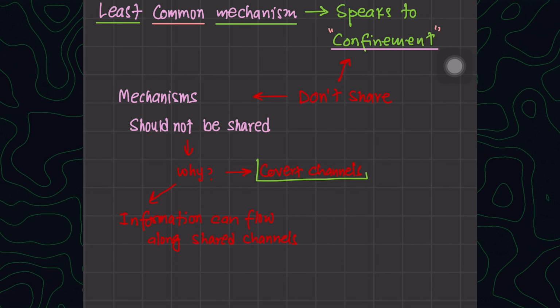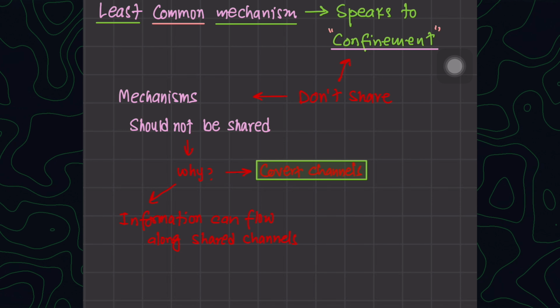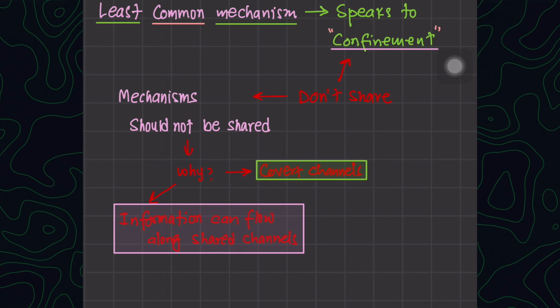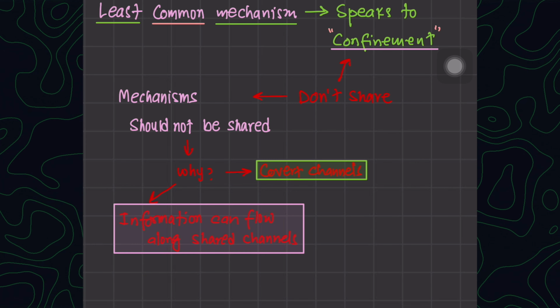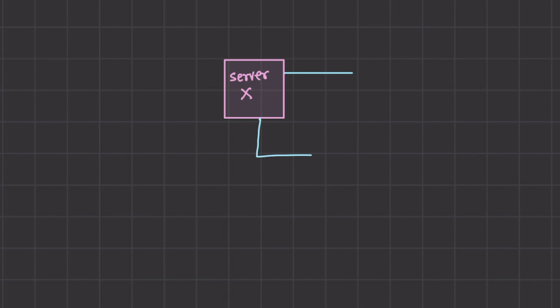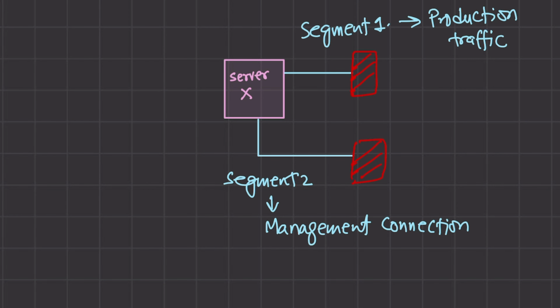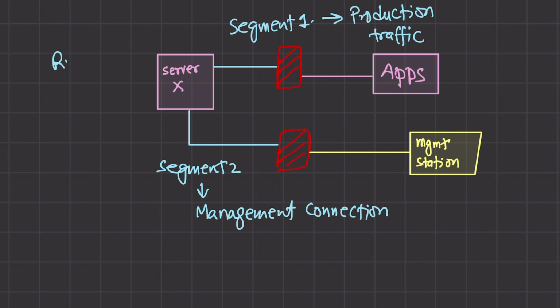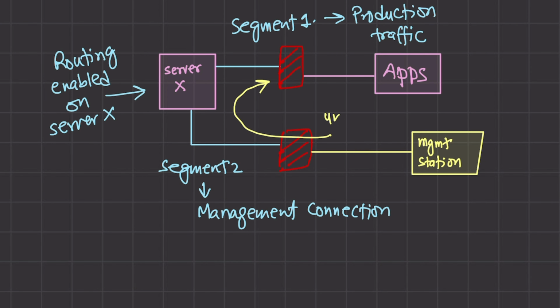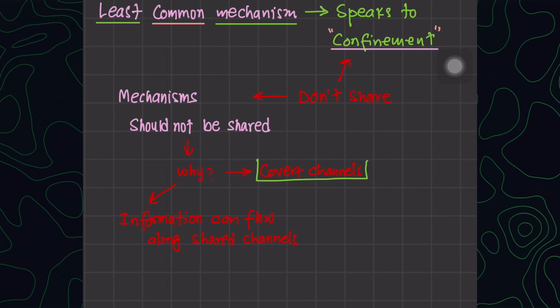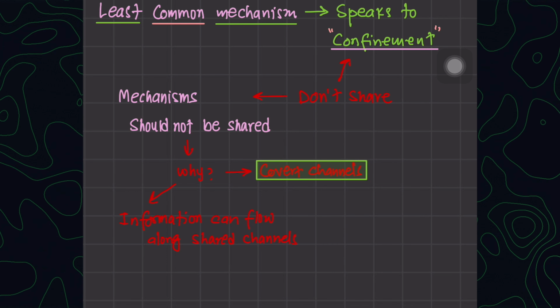Even if you segment your network in a very proper way, there may be situations where a server has its own routing enabled and you have two different segments separated by a firewall. The server can route the traffic on its own, bypassing the firewall. Those kinds of situations are called covert channels, right? So mechanism should not be shared because it gives rise to covert channels, and information can flow along shared channels.